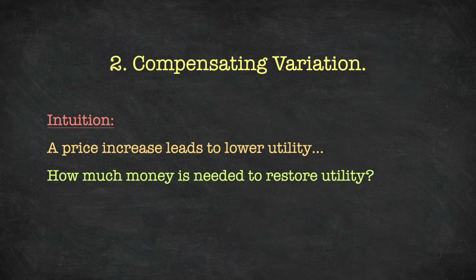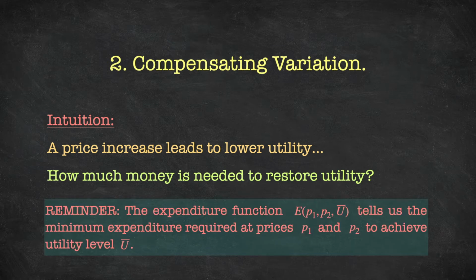Okay, now in order to answer a question like this, we're going to make extensive use of the expenditure function. We used this in the last lecture, but let's just remind ourselves now: the expenditure function, which we denoted capital E, is a function of the price of both goods, P1 and P2, and of a target level of utility, U bar. This tells us the minimum expenditure required when the prices are P1 and P2 to achieve a utility level U bar. Okay, so we're going to make extensive use of that. And now let's go on paper and derive the idea of compensating variation.